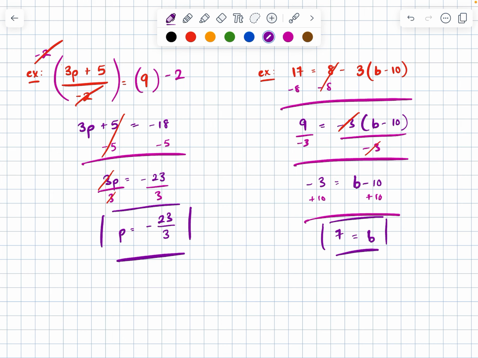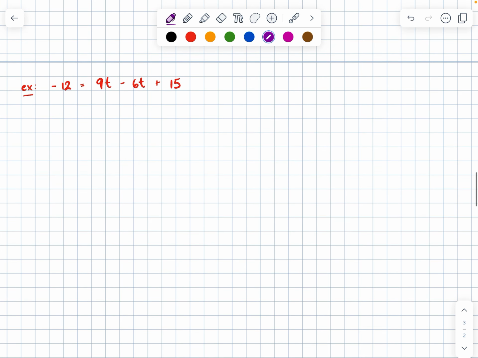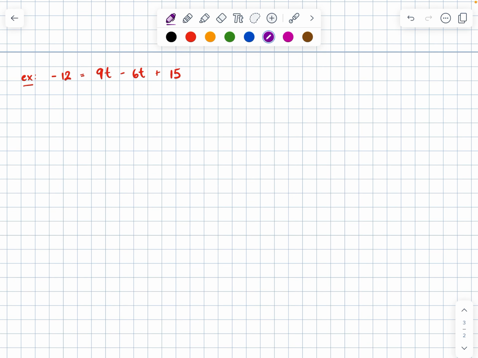Cool. Let's see a slightly different version of a problem like this. We'll do a couple more problems, and then we'll be done. So take negative 12 equals 9t minus 6t plus 15. My goal, again, is to get t by itself. But again, ask yourself a question. What's different here? What is slightly different about this equation from any one that we've seen before? Take 5 seconds, pause. What do you think? What's different here?